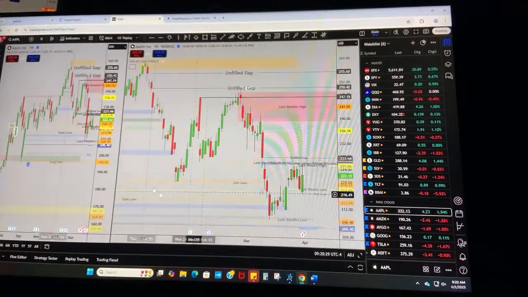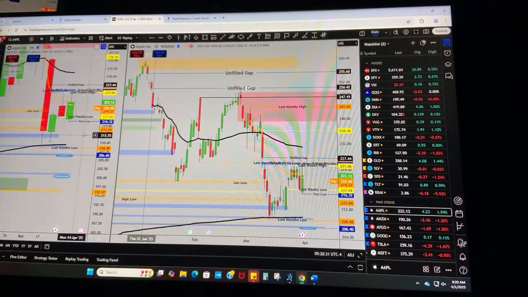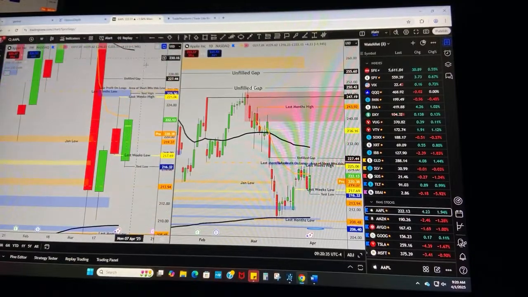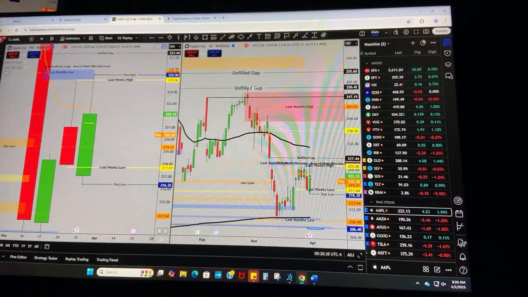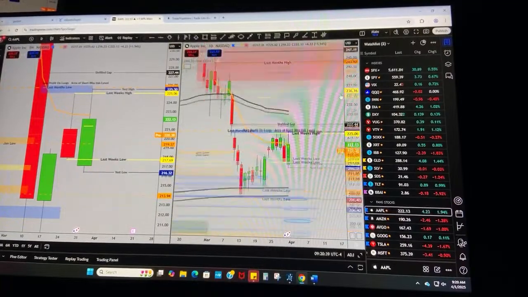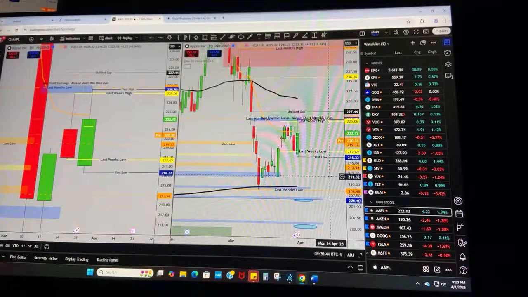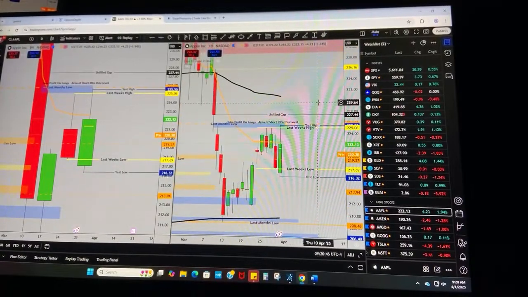Anyways, I digress. Apple's been holding up relative strength. I've got the weekly time frame on the left. Yeah, no problem, Ness. I've got the daily time frame on the right. Apple's been holding up relative strength. So while other stocks have been making new lows, Apple has not.